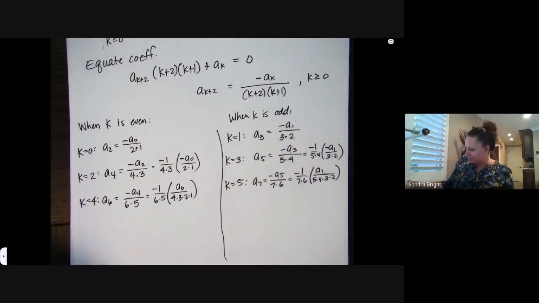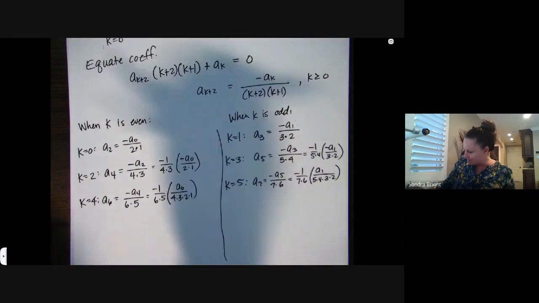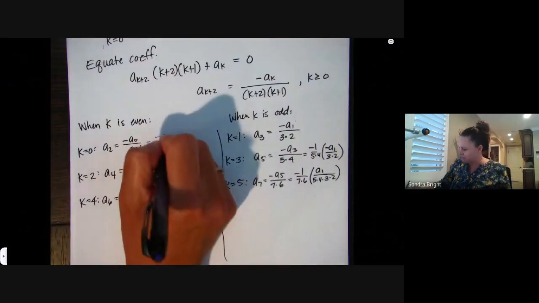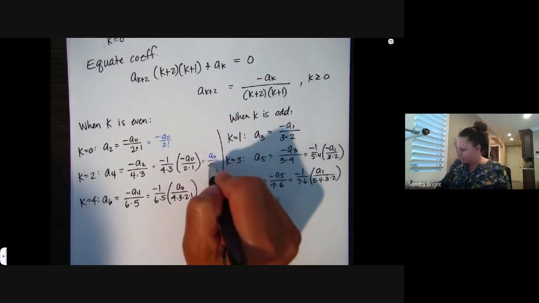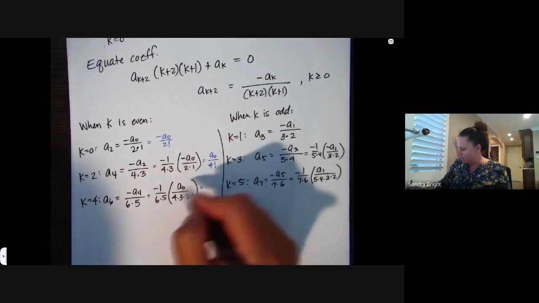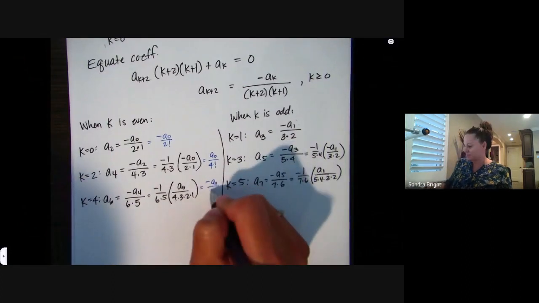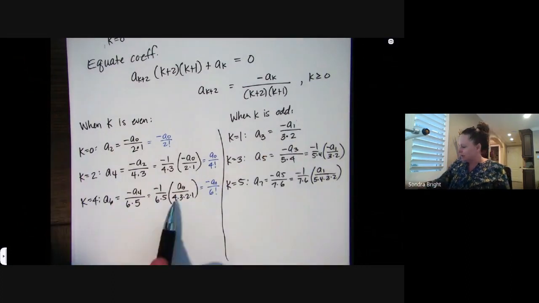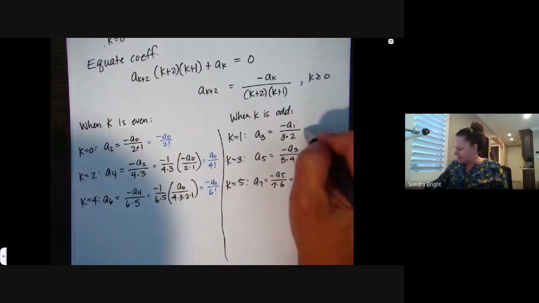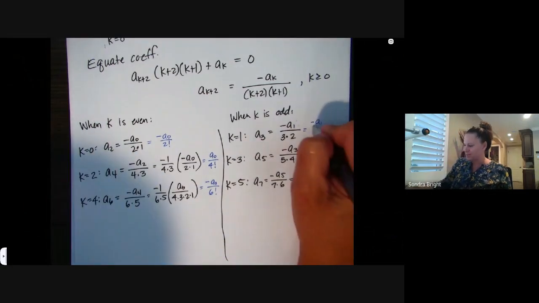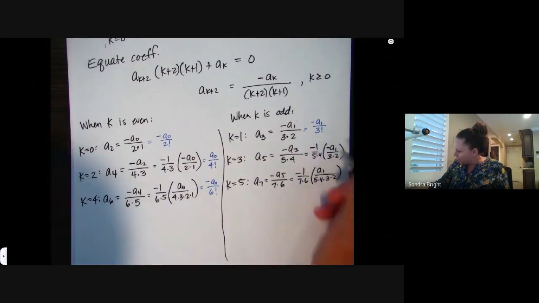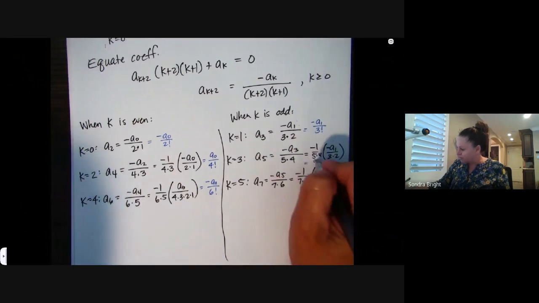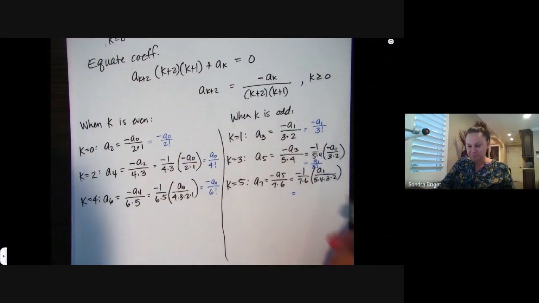Do it in a different color. This guy is negative a naught over 2 factorial. This is a naught over 4 factorial. This one is negative a naught over 6 factorial. You see the pattern? 6, 5, 4, 3, 2, 1. This one is negative a1 over 3 factorial. I know it's missing a 1, but times 1 is still the same thing. This guy would be a positive a1 over 5 factorial. And this one would be negative a1 over 7 factorial.